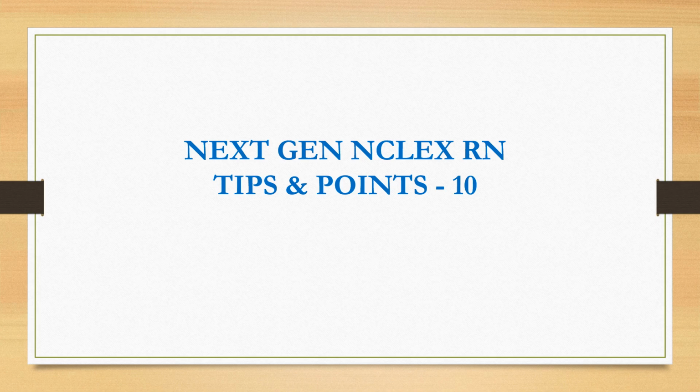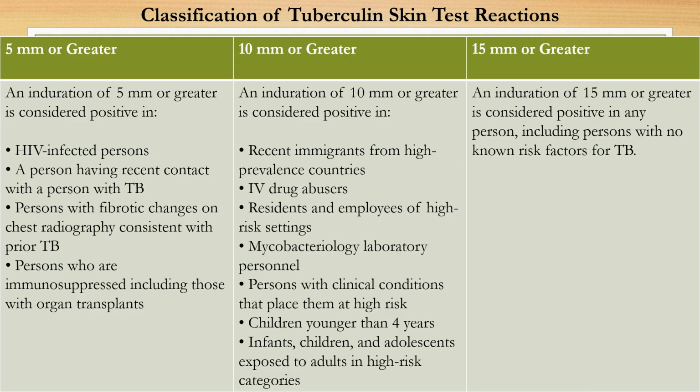Let's see NCLEX tips and points. Classification of tuberculin skin test reaction. There are mainly three ways in which we can classify. One is if the induration is 5 mm or greater, if the induration is 10 mm or greater, and the third one if the induration is 15 mm or greater.